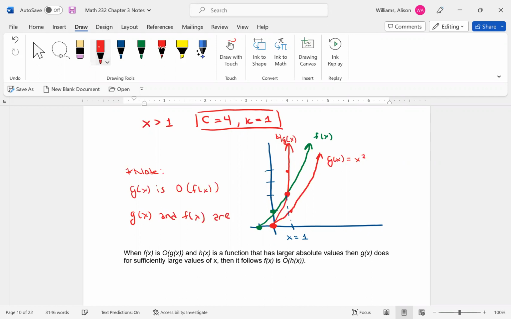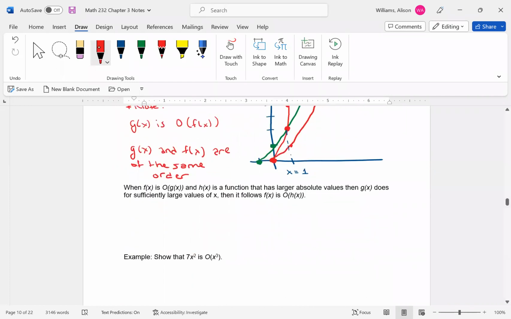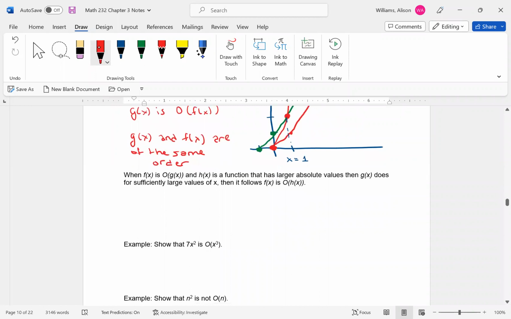Are of the same order. So we could redo it. We can do it in the reverse direction. Okay. Let's go ahead and look at this next statement.